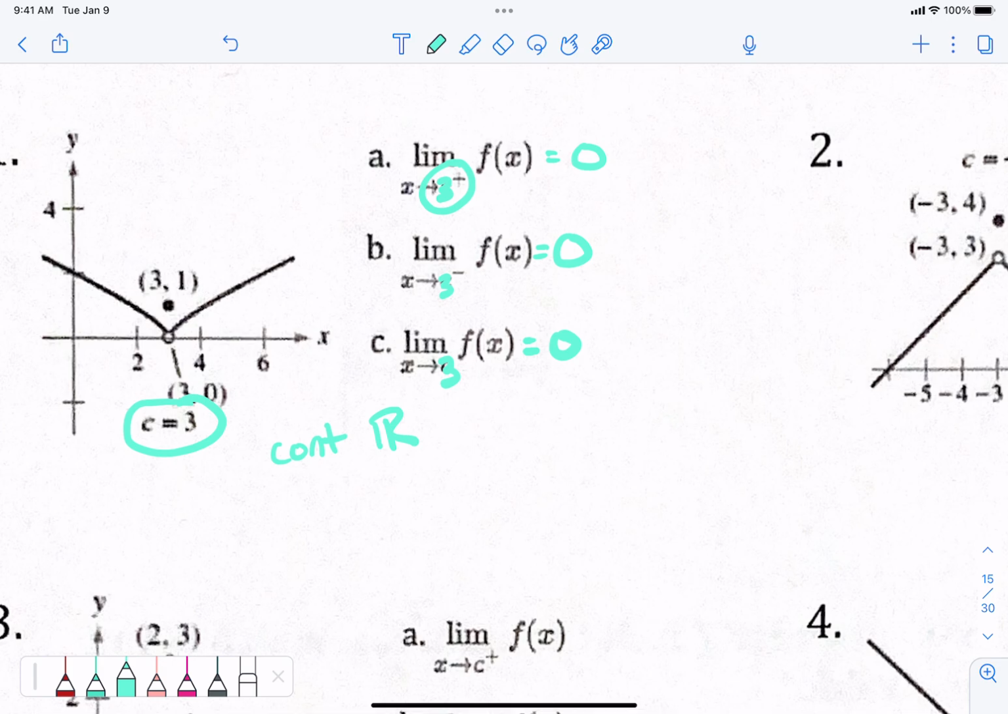How's it not 1 then? Because the limit is what the y coordinate should be. But the y coordinate is... I know, but it's what it should be. Okay. That's what the y coordinate should be.